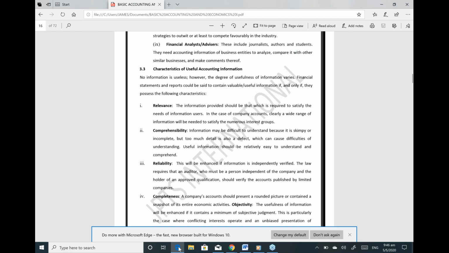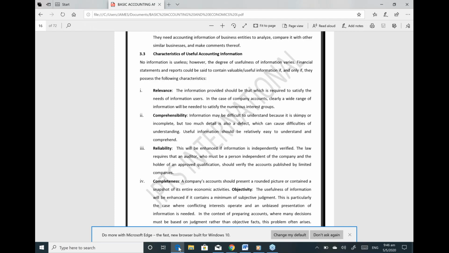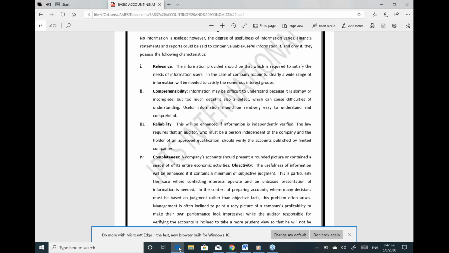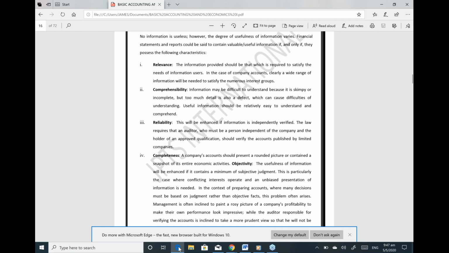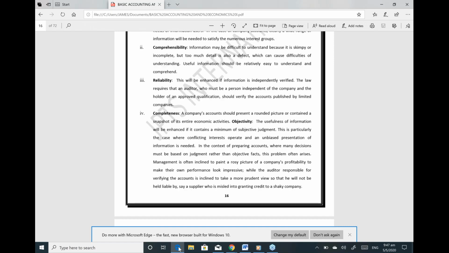Then we look at the characteristics of useful accounting information. We say it's relevant. It is very relevant, so that we'll be able to know if the information we are having internally is okay, then it's relevant to the information users. Then comprehensibility. That means nobody should skip anything. Everything must be done into two. All the things must have a value. That is the cost on everything that you are doing.